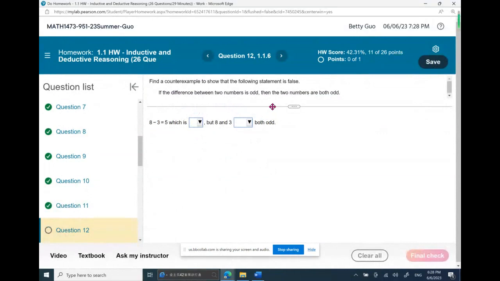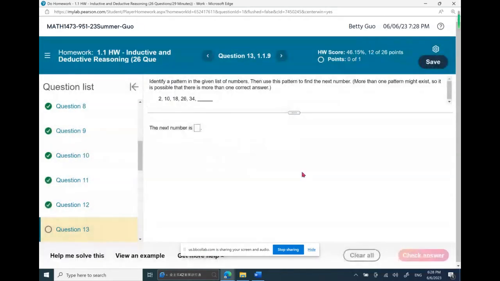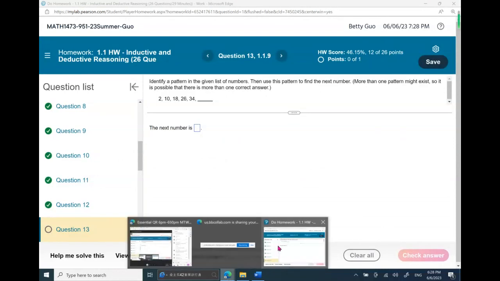If the difference between two numbers is odd, then the two numbers are both odd. Which is even, which is odd, but 8 and 3 are not both odd. Does this help for you to get started on your homework, guys?